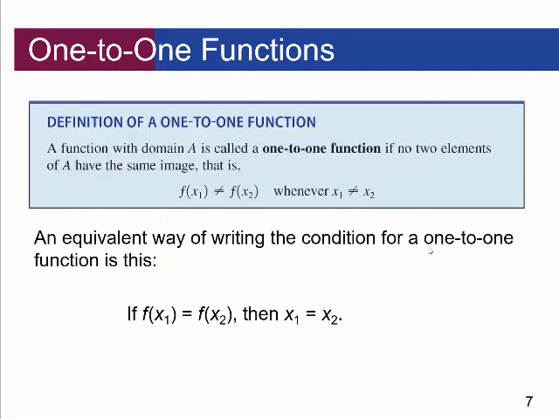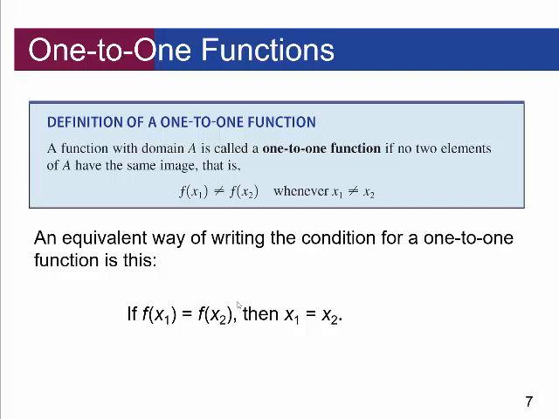Here is the definition. A function with domain A is called one-to-one if no two elements of A have the same image. That is, you can never have f of x1 be equal to f of x2. They always must be different whenever the x values are different. An equivalent way of writing the condition of one-to-one is that if f of x1 is equal to f of x2, the only way that can happen is when x1 is the same as x2.